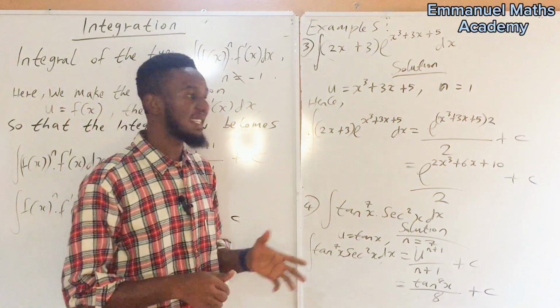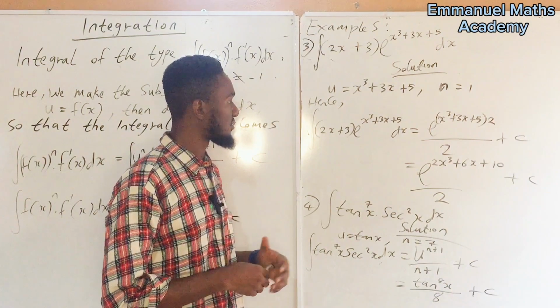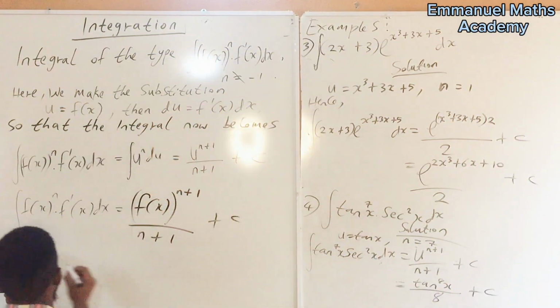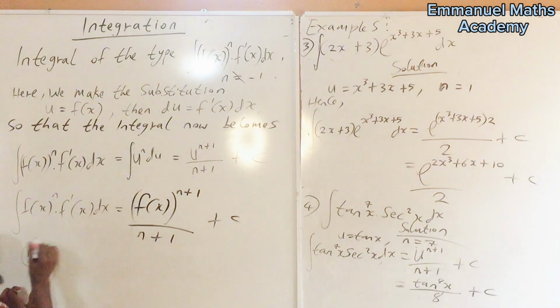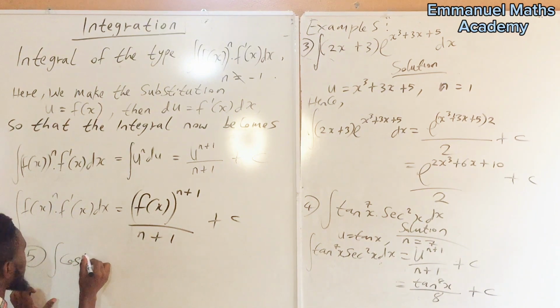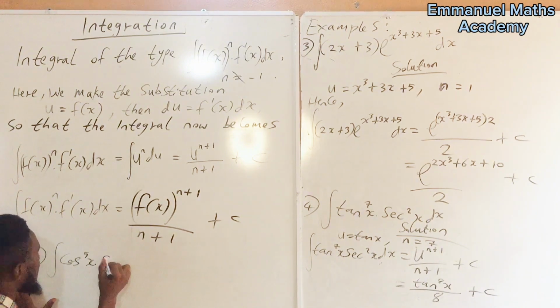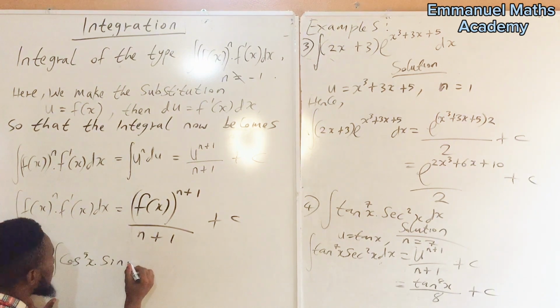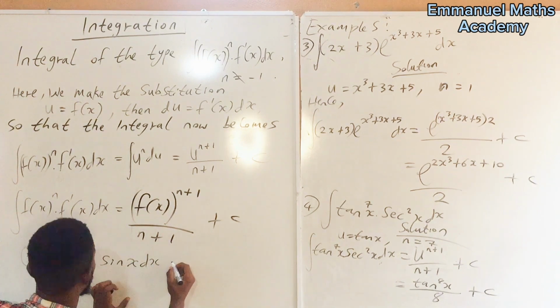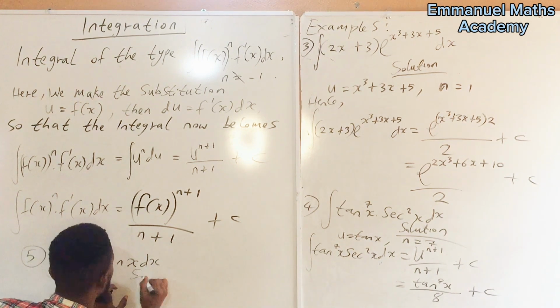Now let's solve maybe the last example, example 5. Find the integral of cos^5 x sin x dx. Solution.